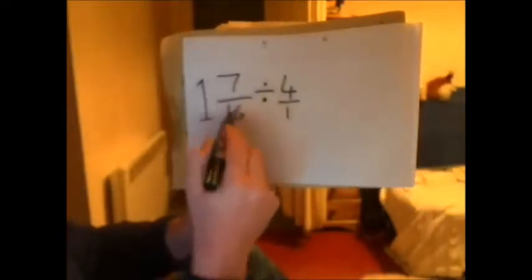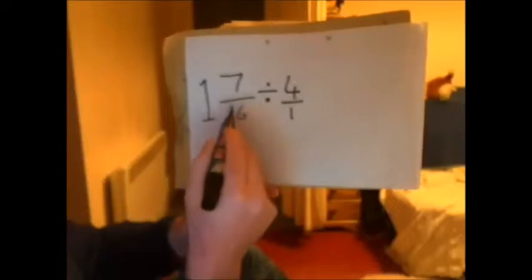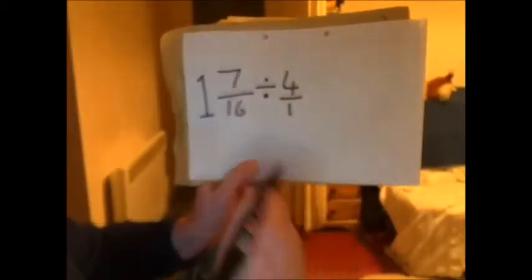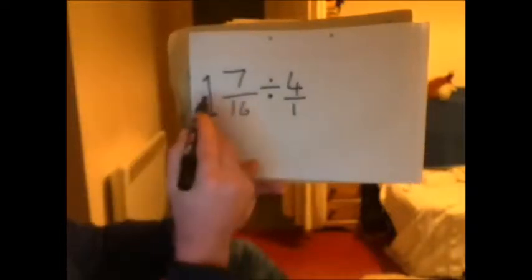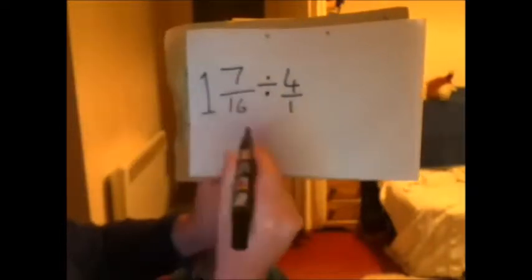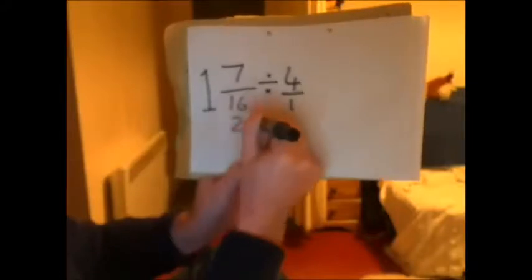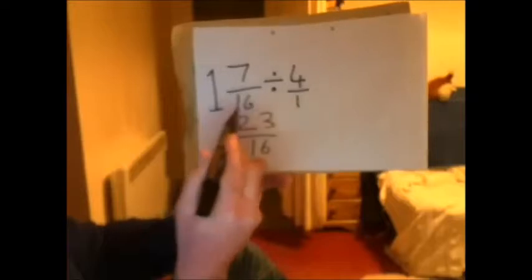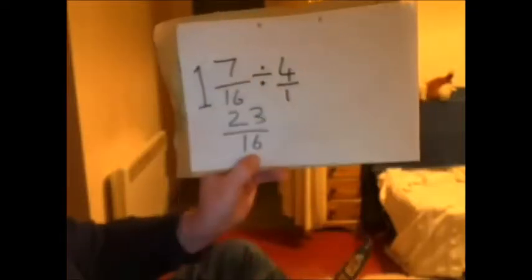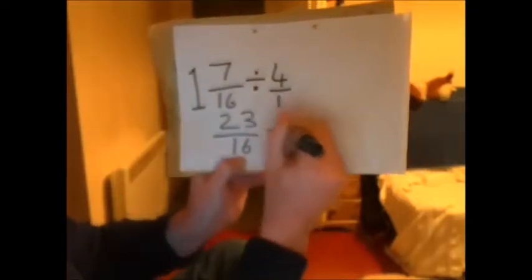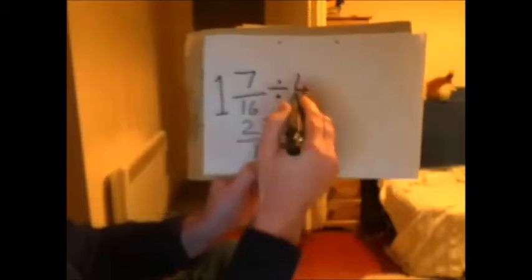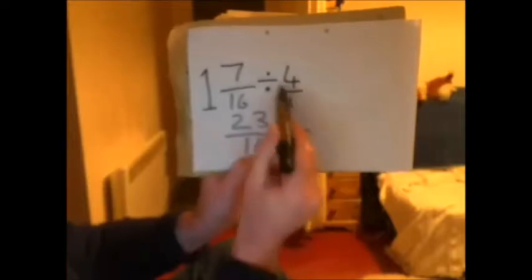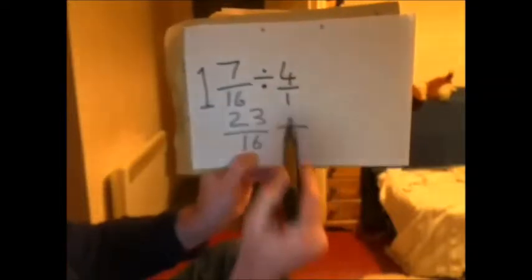1 and 7/16. Right, we want to turn this into an improper fraction. So it is a fraction being divided by a fraction. 16 times 1 is 16. Plus 7 is 23. 23 over 16 is exactly the same as 1 and 7/16. Okay, it's being divided. You see, it's actually being divided by 4, because 4 over 1 is 4. But we've already done that for you there.